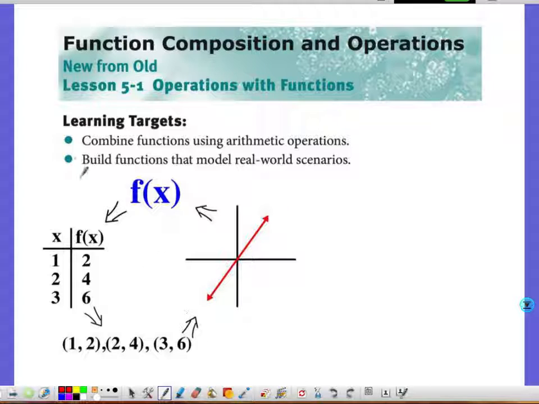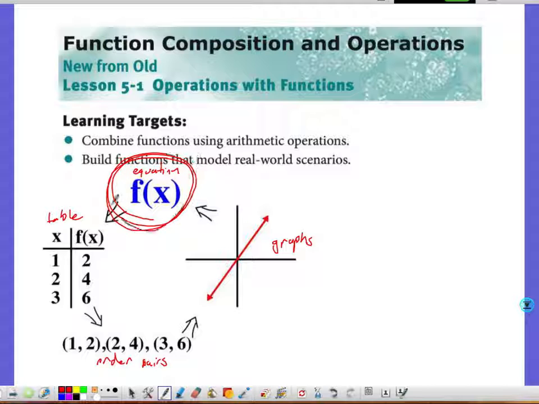Now remember that from our function cycle, we begin with the equations. And from the equations we can find what the table is, what the ordered pairs are, and from the ordered pairs we can find the graphs. And so there are many representations for a function. In this case, we're going to be focusing on just the function in the form of an equation.